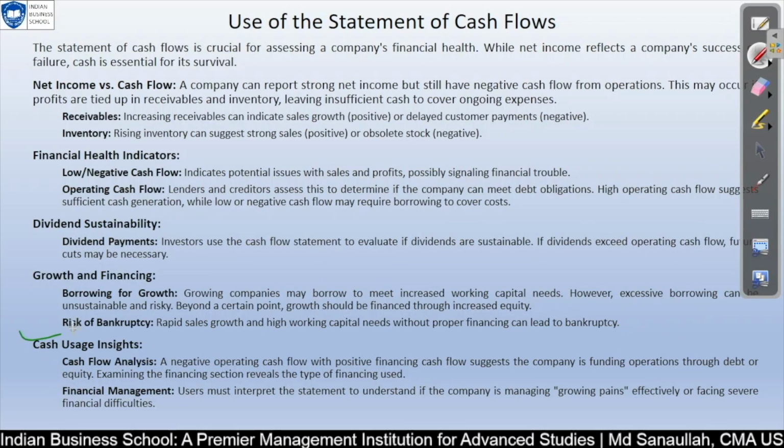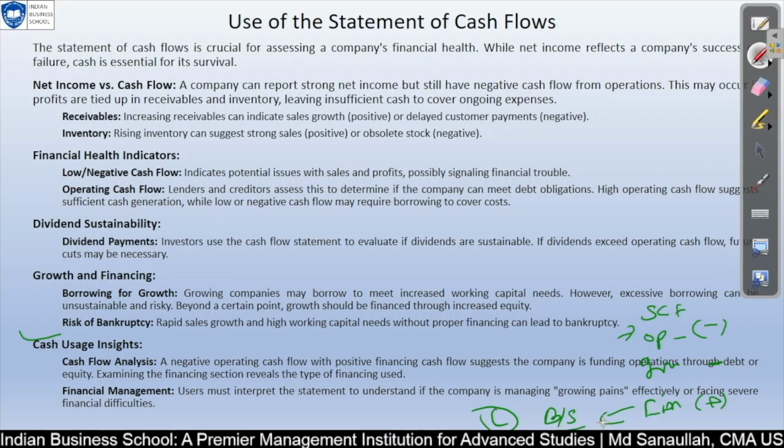Now we have cash usage insight. The statement of cash flow reveals to a lender and potential investor how the company is using its cash. For example, a negative operating cash flow and a positive financing cash flow. So in your statement of cash flow, operating is negative, investing we are not talking about now, and financing is positive. What does it indicate? Financing being positive means you are issuing a lot of bonds or taking loans. Taking a loan is not good. If you are issuing bonds and shares to support your operation, then it is good. It indicates that the company is financing its operation with either debt, loan, or equity.